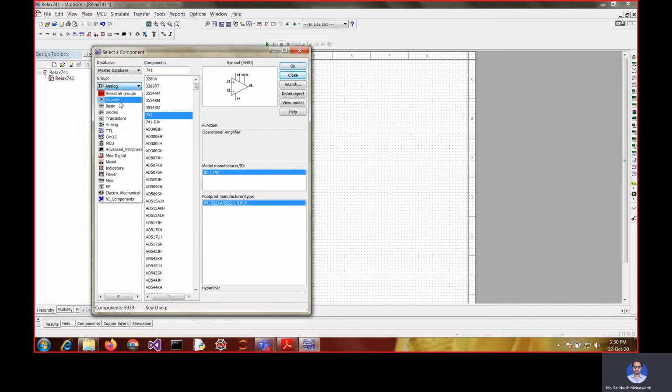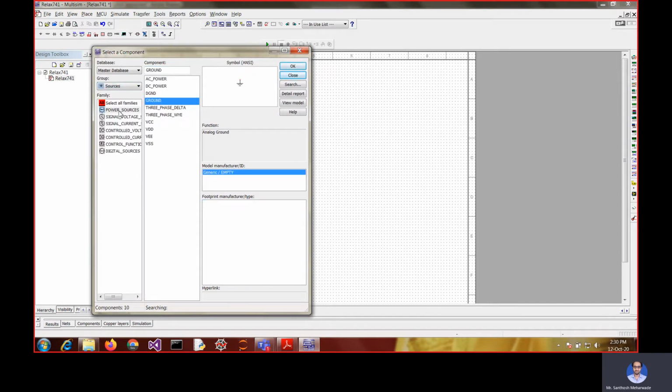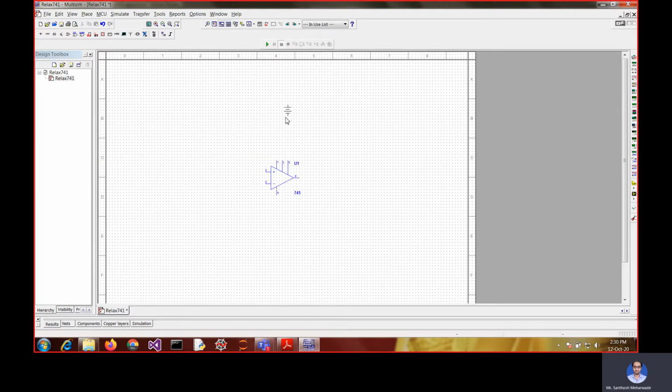For that, go to the sources, and next you can see power source will be there. Within that, select DC power and click OK. Now you can see that this power potential is attached to our mouse cursor. You can see that the negative terminal of this DC power is pointing towards pin number 7, but we have to apply positive.